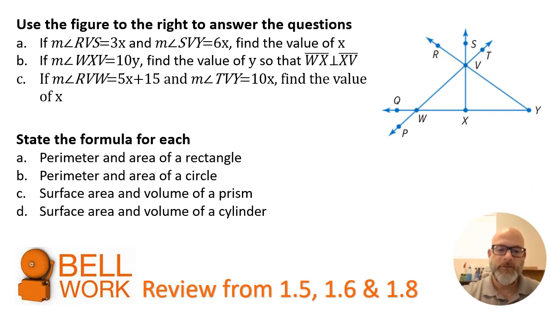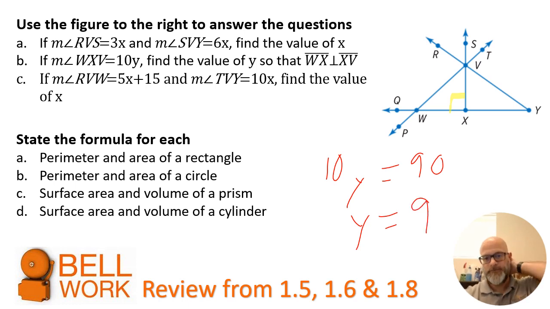All right, next, we are told, B, that if the measure of angle WXV equals 10y, find the value of y so that segment WX is perpendicular to segment XV. Well, if these two segments are perpendicular, then we know that this angle right here is a right angle, which is 90 degrees. Therefore, we can straight say that 10y is going to equal 90, or y is going to equal 9.